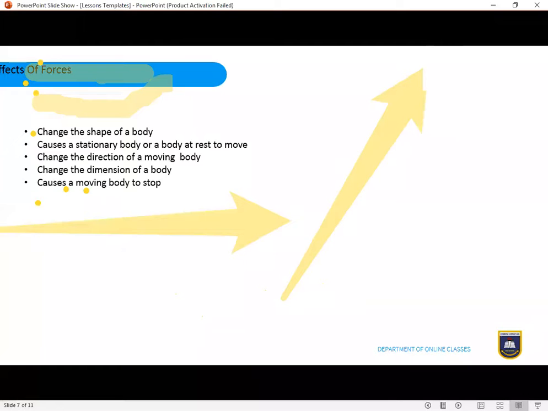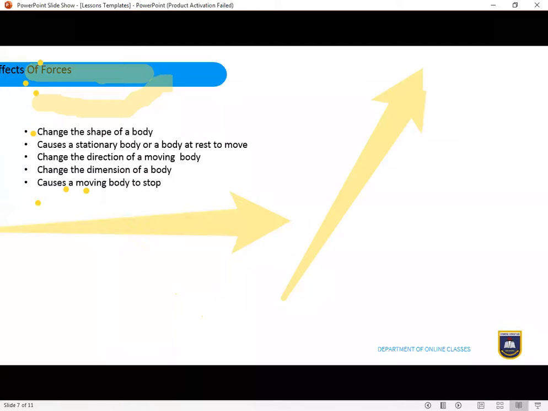For example, let's say this is my body. What happens? It will still remain at this point. But if I apply a force to it, what happens to it? If I apply a force, you see that the shape has changed because of the force I have applied to this. So a force applied to an object can change the shape of a body.